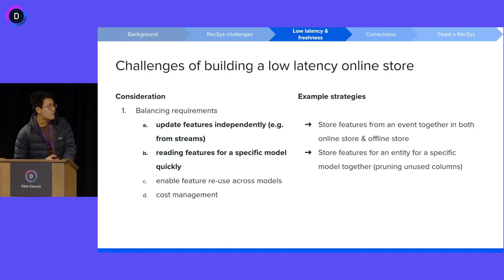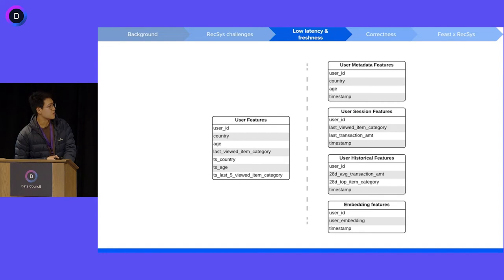I highlight two example strategies on the right, but I think it's more instructive to look at a potential example here. So here on the left side, maybe you're building a model and you just want all the features for a given user to immediately pass to your model. In practice, you might think that you just want to have all that stored in the same table as part of what I'm terming the online store, which is the database that you're using to store these features that you serve to the end model, right?